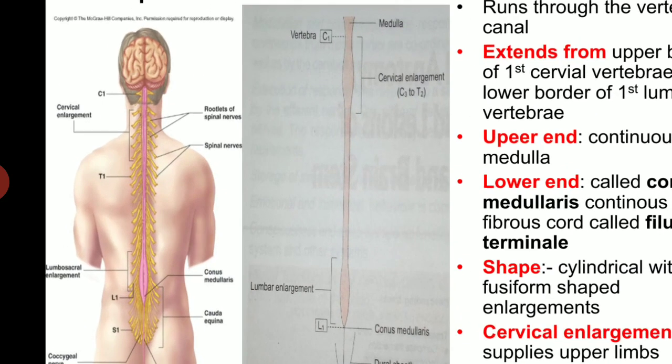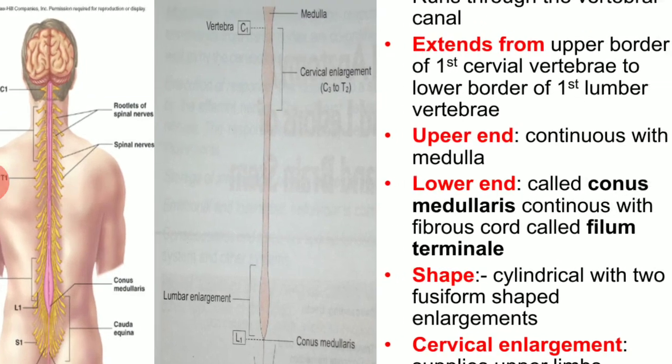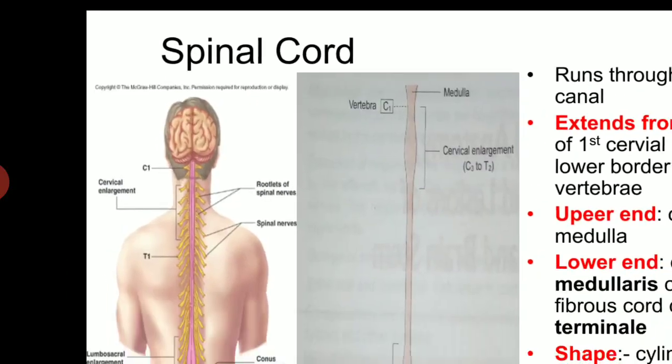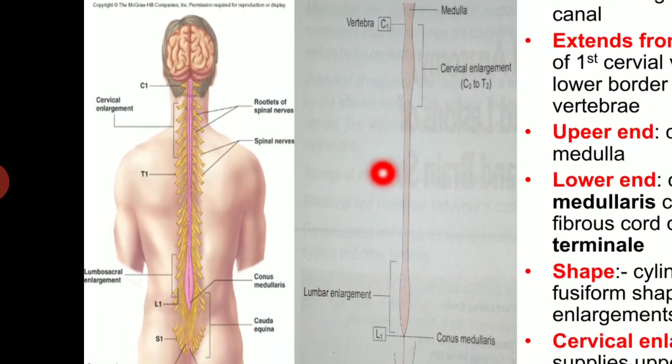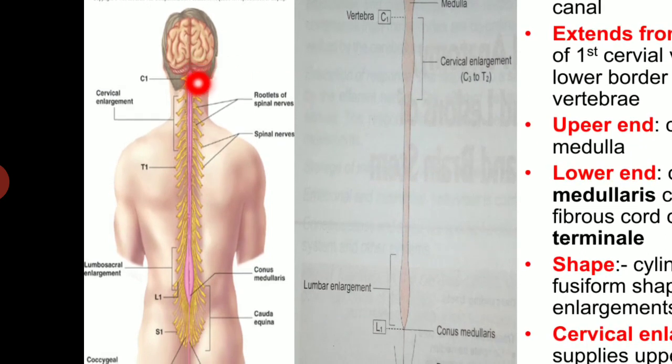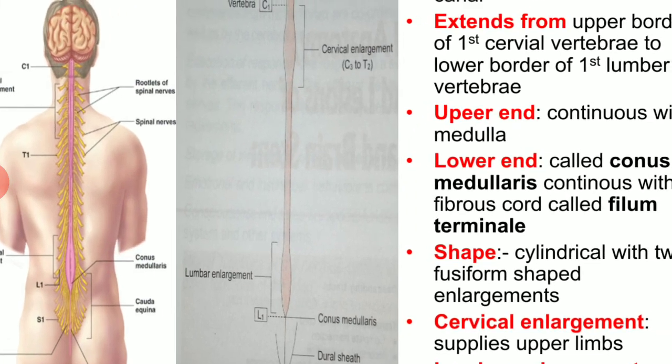So here you can see the extent of the spinal cord, from the foramen magnum, or we can say the upper border of the first cervical vertebra, to the lower border of lumbar vertebra L1.